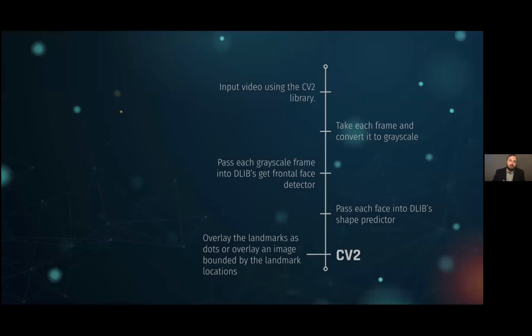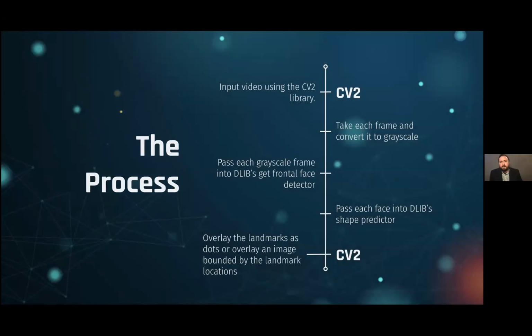So a quick look at the pipeline that I used to get this done. I'm inputting the video using the CV2 library, and then for each frame in that video, about 30 frames per second, I'm taking that frame and converting it to grayscale using CV2. Then I'm passing each of those grayscale frames into the dlib library and using their frontal face detector to get a bounding box around my face specifically.